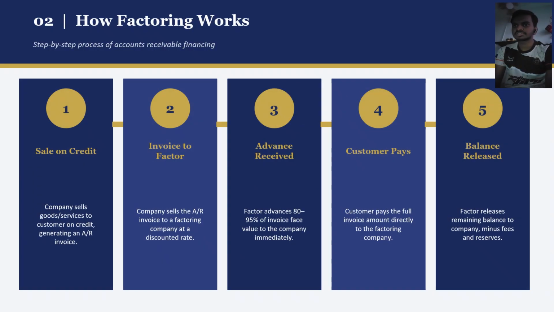How factoring works. First, sales on credit: the company sells goods or services to the customer on credit, generating an AR invoice. Second, invoice to factor: the company sells the AR invoice to the factoring company at a discount rate. Third, advance received: the factor advances 80 to 95% of the invoice face value to the company immediately. Fourth, customer pays: the customer pays the full invoice amount directly to the factoring company. Fifth, balance release: the factor releases the remaining balance to the company, minus fees and reserve.